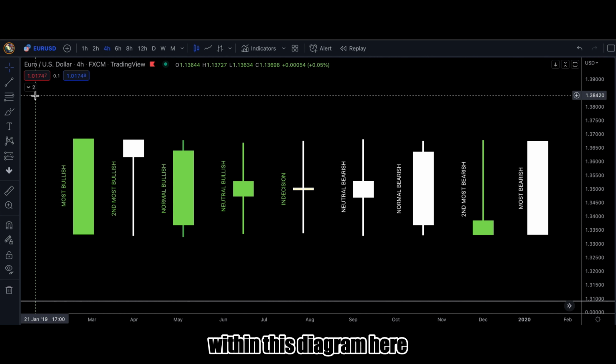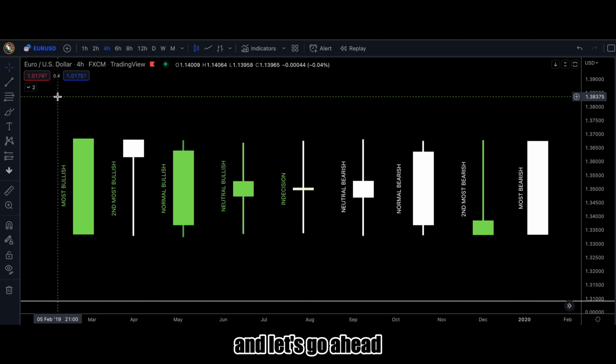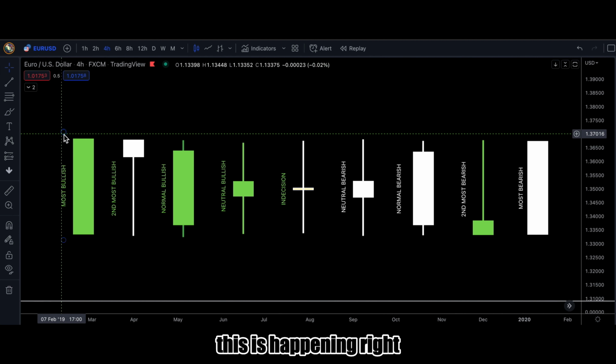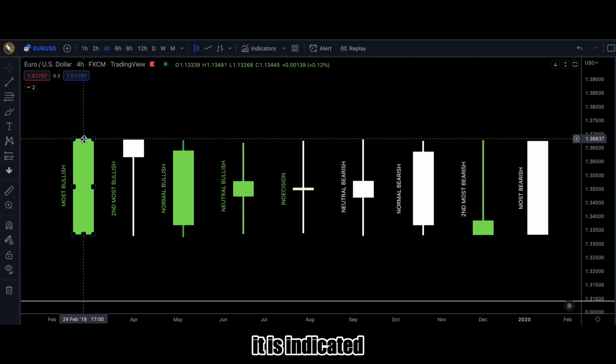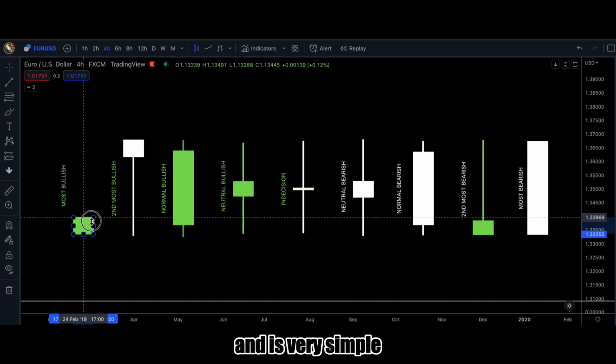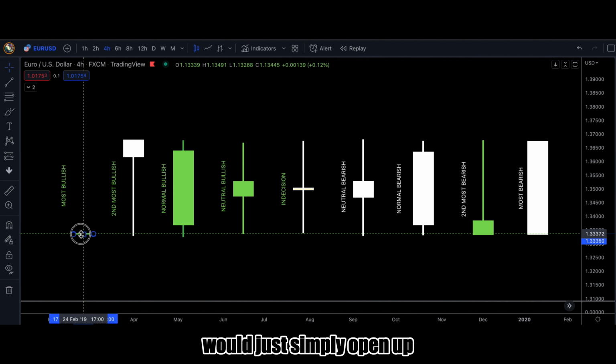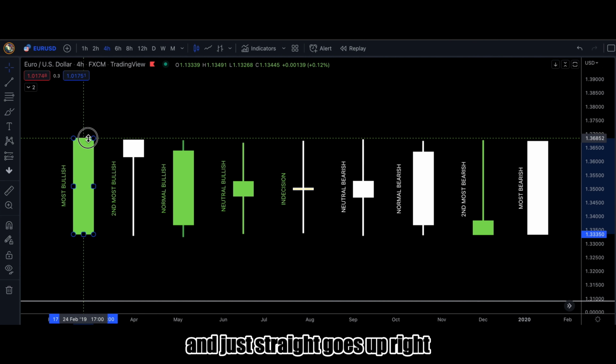All right, now within this diagram here, I've gone through and laid out the list from most bullish all the way to the most bearish. Now let's take a look at why this is happening. So this candlestick here is indicated as the most bullish, and it's very simple because the price would just simply open up. There is no working its way down, finding a low. Price just literally opens up and goes straight up, right?